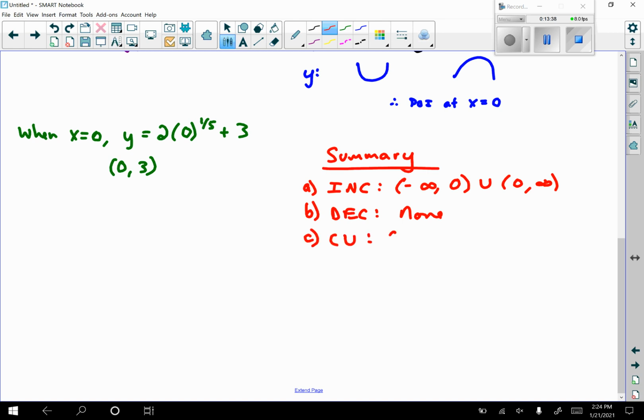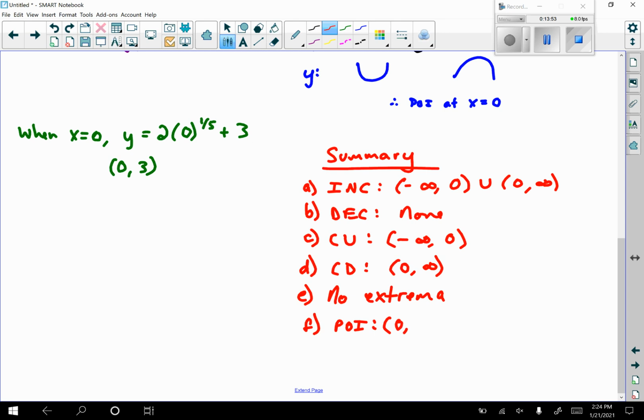Concave up from -infinity to 0. Concave down, 0 to infinity. We have no extrema. And our point of inflection is at 0, 3. All right, so let's make a sketch of this.